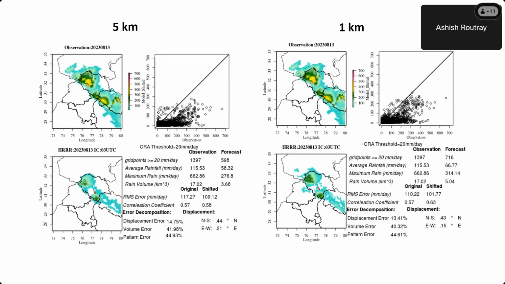It is clearly showing the RMS is reduced, the displacement error is also reduced, the volume error is also reduced by around 1 to 2%, the pattern error is also reduced, and the displacement is comparatively reduced, 0.1 degree north and around 6 degree east.